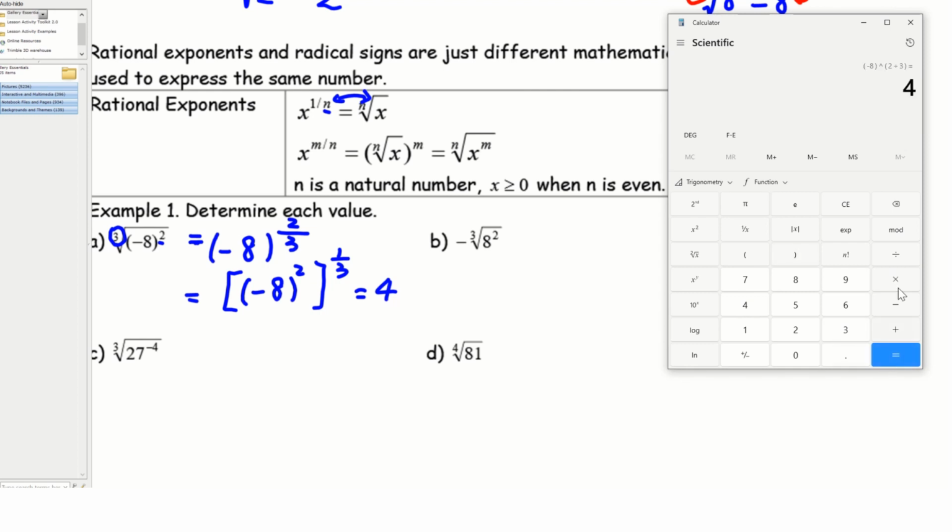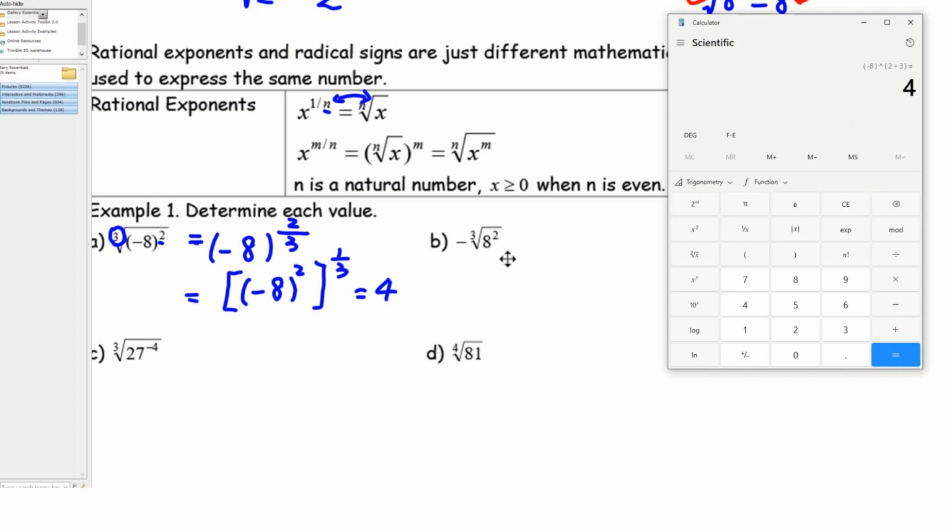So if your calculator could just do the negative base right away, then you just type in -8 to the exponent 2 over 3. Then if it doesn't work, you are going to do -8 to the exponent squared first, then after that do the 1/3 exponent.